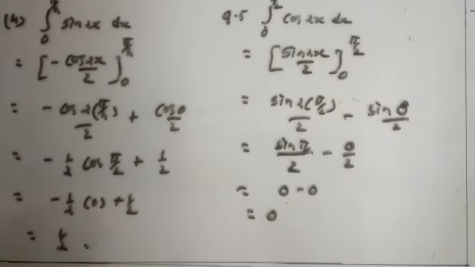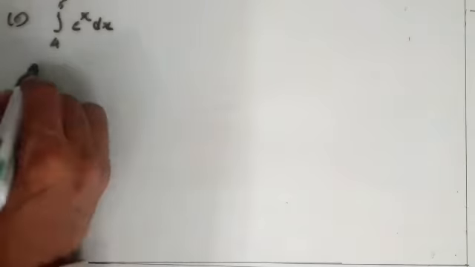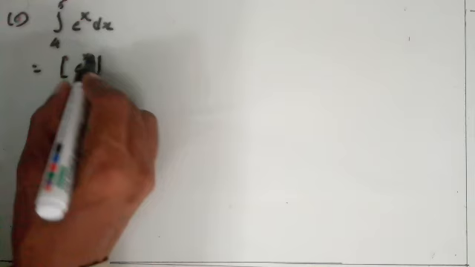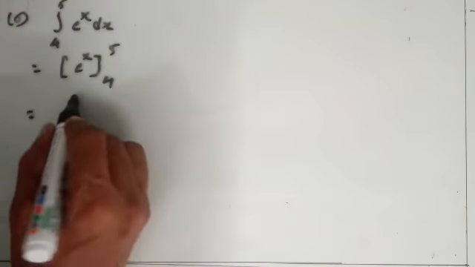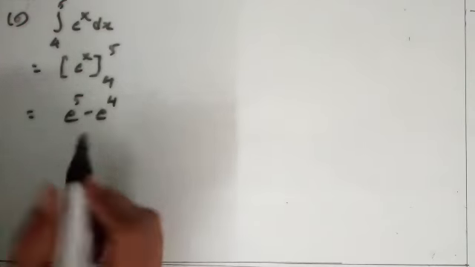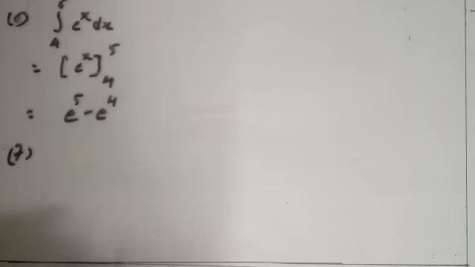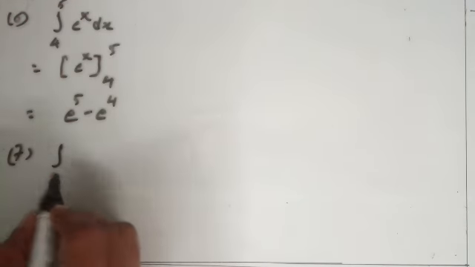Same, question number 6. Question number 6, find the integration 4 to 5 e raised to x dx. We know that the integration of e raised to x is equal to e raised to x. Now apply limits 4 to 5. So is equal to e raised to 5 minus e raised to 4. Clear? Answer.